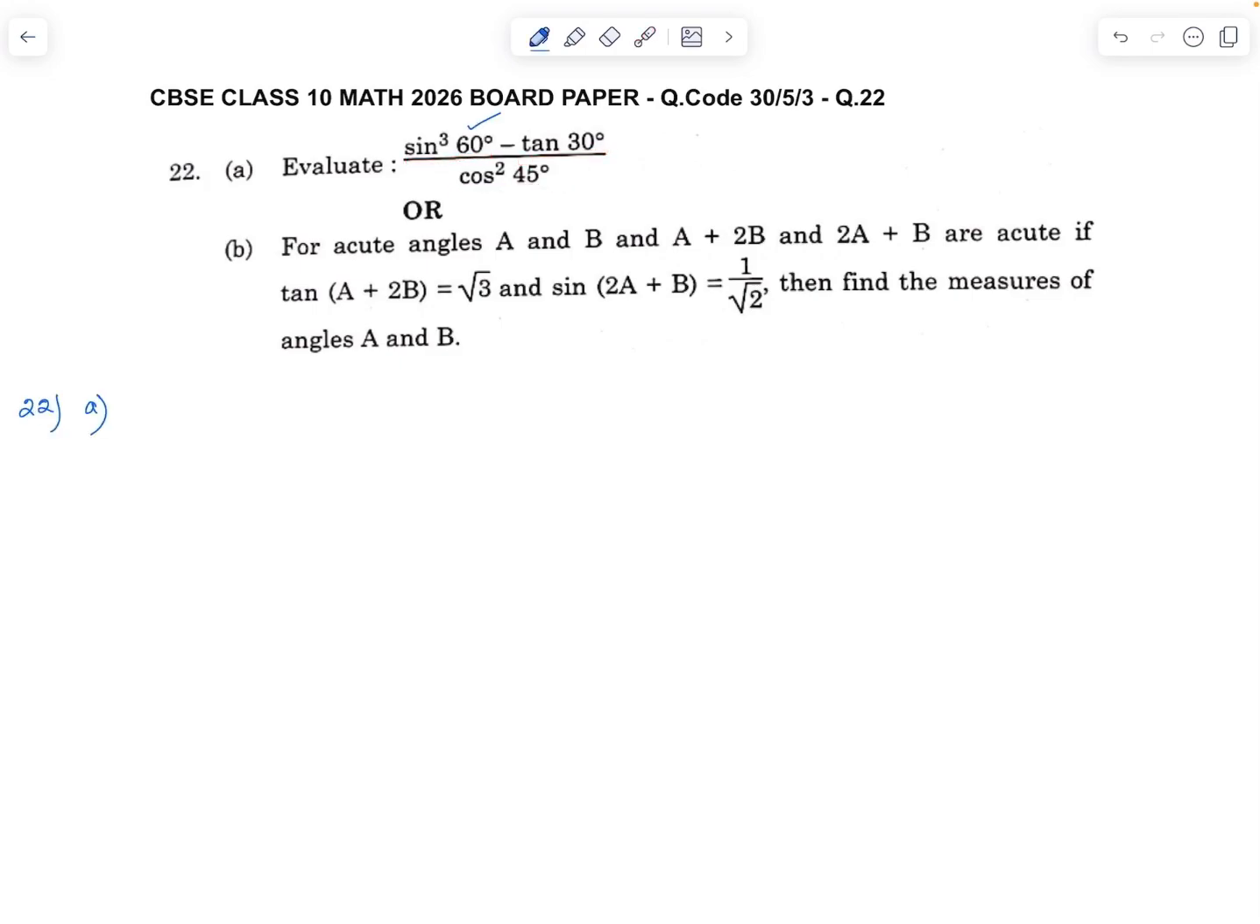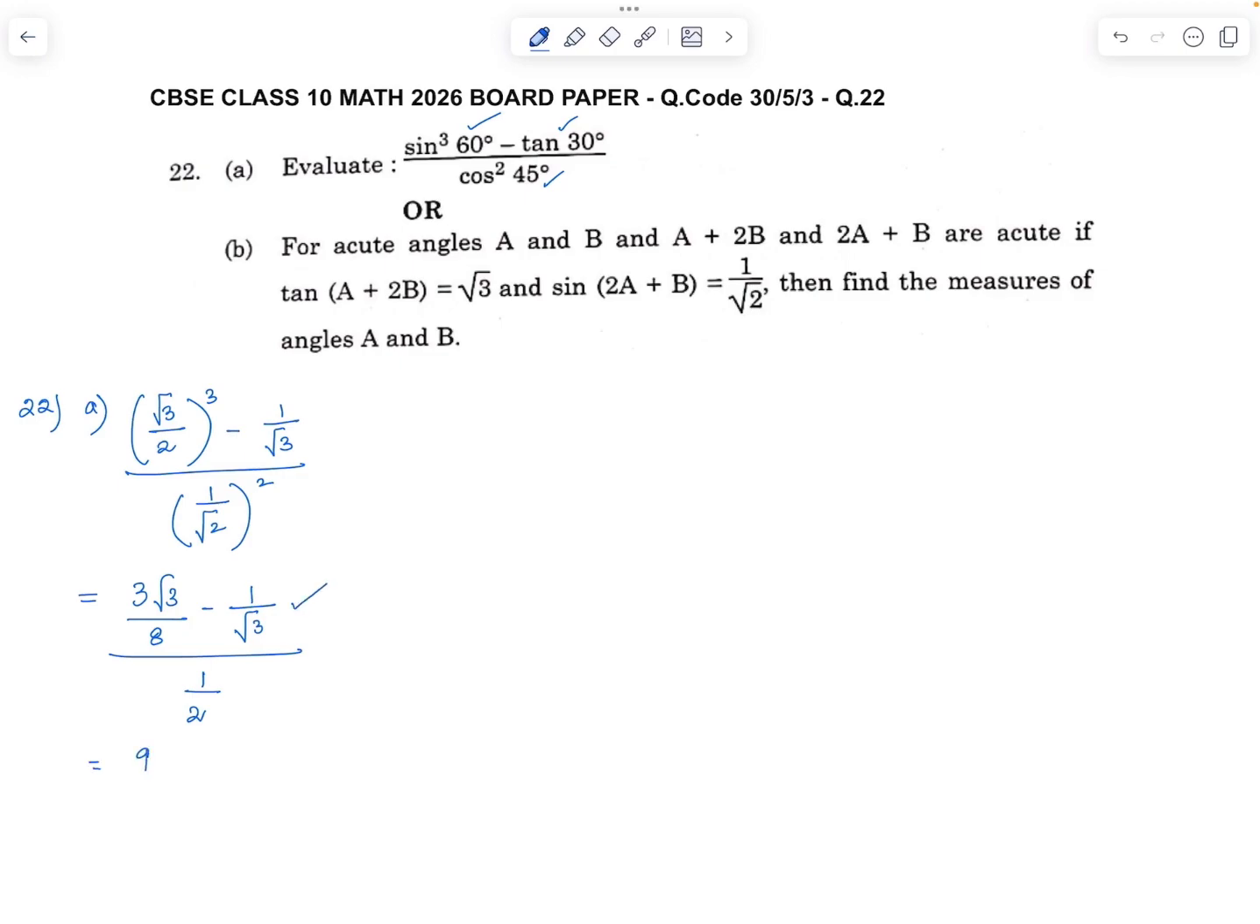Sin 60 is root 3 upon 2, tan 30 is 1 upon root 3, and cos 45 is 1 upon root 2. So this is 3 root 3 upon 8 minus 1 upon root 3, divided by 1 by 2. Taking the LCM for the numerator, we get (9 minus 8) upon 8 root 3, divided by 1 upon 2. Further simplifying, we get 1 by 4 root 3.